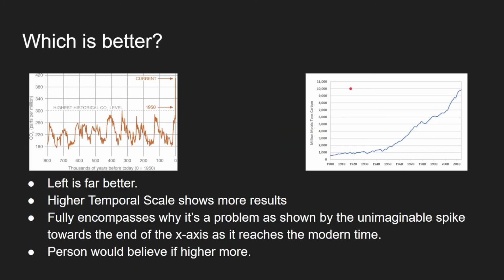Now going on to which one is better. Which one do you think would prove to the other person that climate change is in fact real? Well, in fact, the left one is better because of the larger temporal scale, which shows more results. It fully encompasses the problem, as shown by the unimaginable spike at the end towards the x-axis as it reaches modern time. It basically shows the person denying it, whoa, this is actually a big problem. And the person would believe it if it is higher, rather than a steady increase, even though they think that, oh, we could just fix it very quickly if it's only that kind of steady increase.